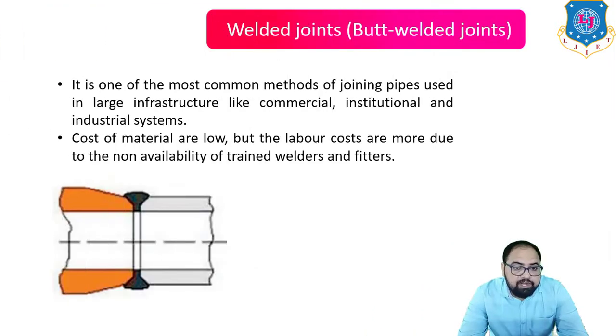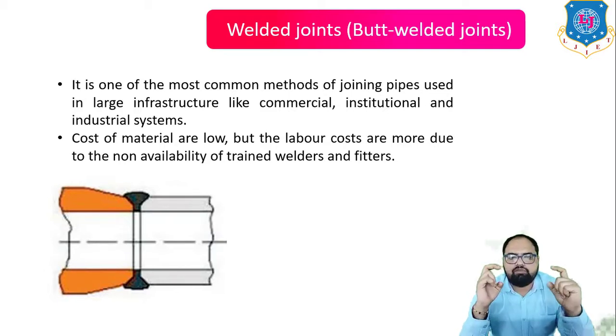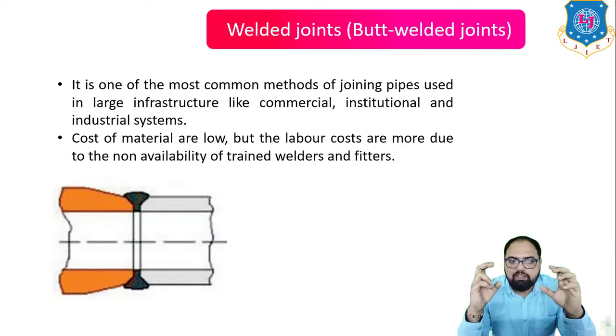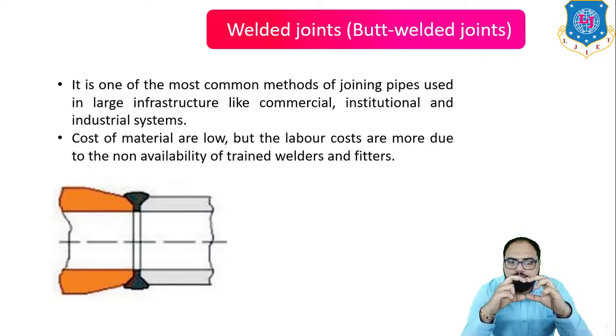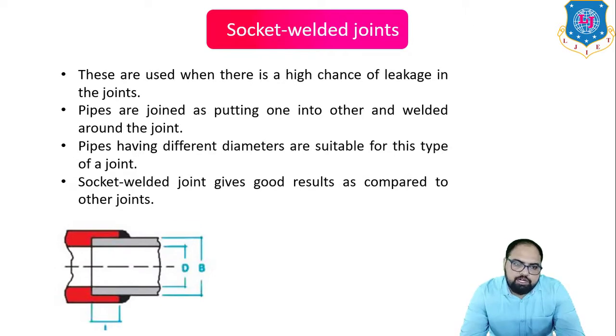Next is the welded joints, or we can say butt welded joints. This is the most common method of joining pipelines, used in large infrastructure like commercial, institutional and industrial systems. Cost of the materials is very low, but the labor cost is more due to the non-availability of trained welders and fitters. In this joint you can see there are two metals, one is the orange one and another one is the grey one. They both are welded together for making a joint, and in this way we can make joints in the pipeline.